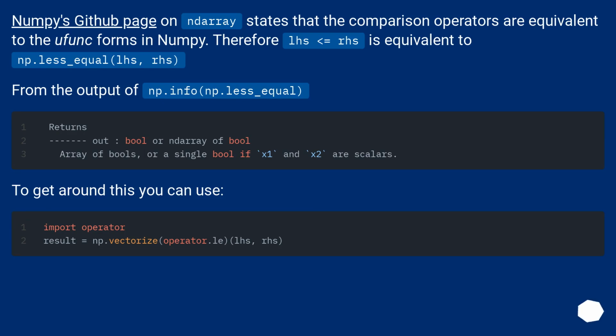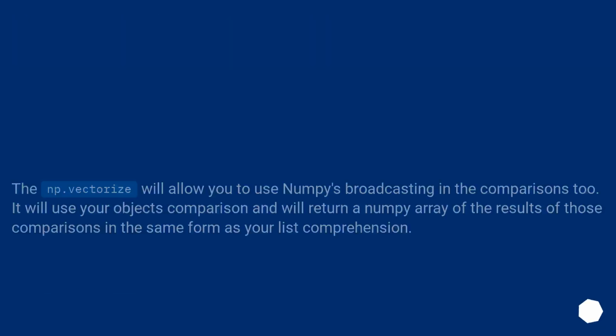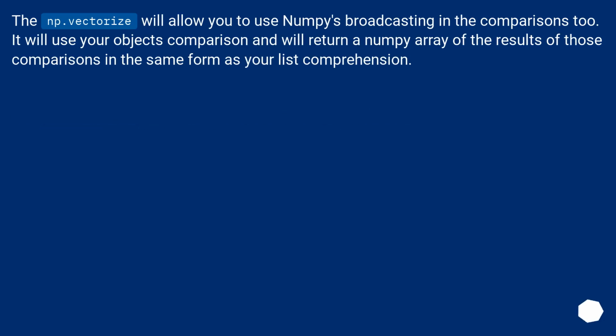To get around this you can use np.vectorize, which will allow you to use NumPy's broadcasting in the comparisons too. It will use your object's comparison and will return a NumPy array of the results of those comparisons in the same form as your list comprehension.